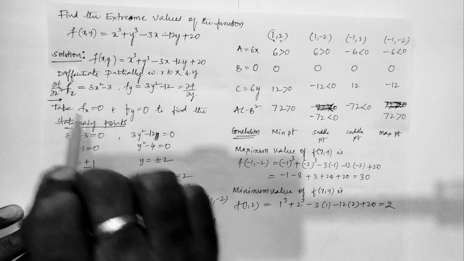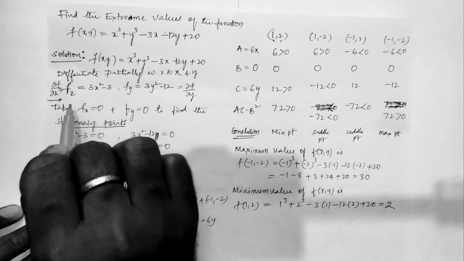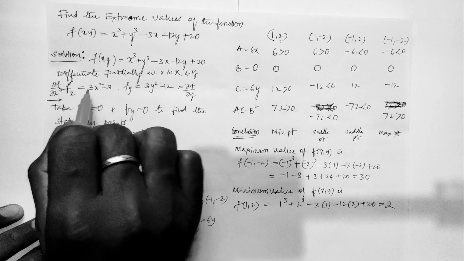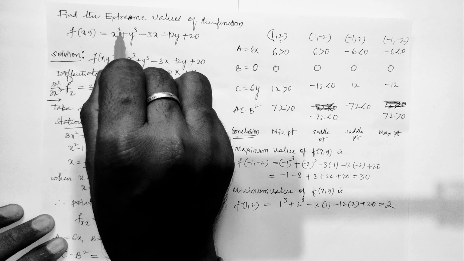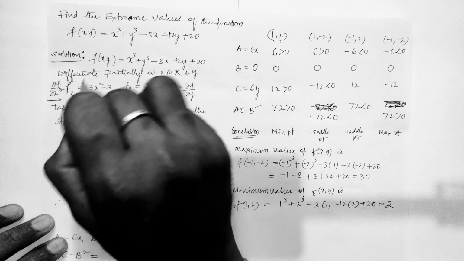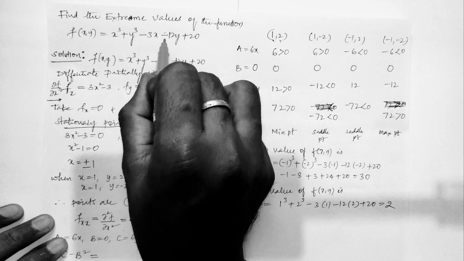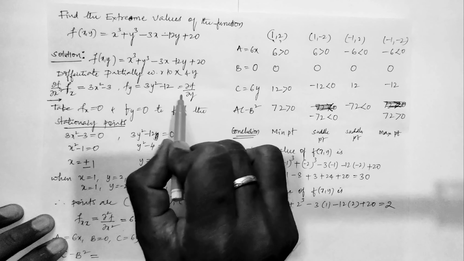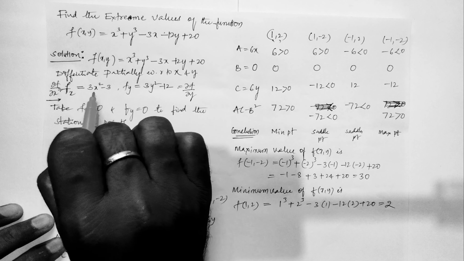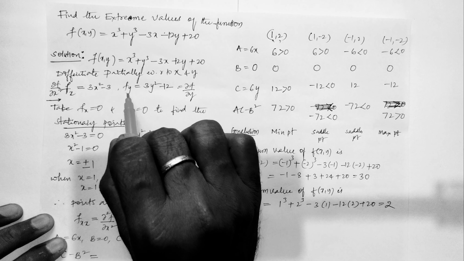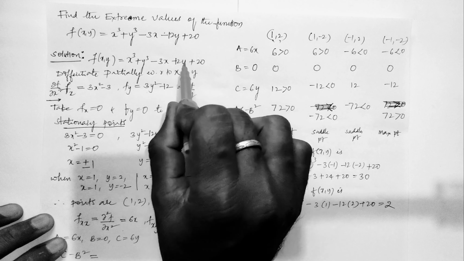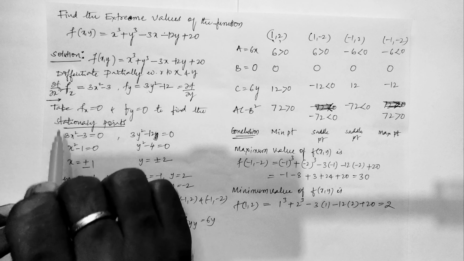As we know, first we have to find the partial derivatives with respect to x and y. So dou f by dou x is: differentiation of x cube with respect to x is 3x square, y cube with respect to x is 0, 3x is 3, 12y is 0 and 20 is 0, because we have used the principle of partial differentiation that whenever you differentiate with respect to x, treat y as a constant. With respect to y, x is a constant, y cube gives 3y square, 3x is 0, minus 12y is minus 12, 20 is 0.